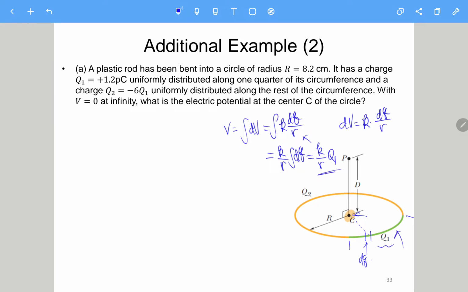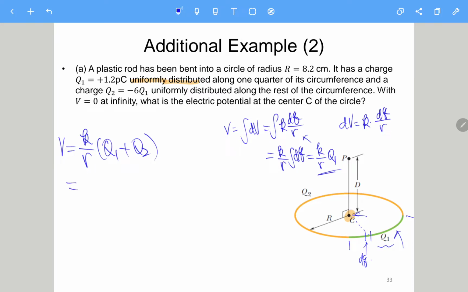So this is very trivial. The total electric potential will be k over r times Q1 plus Q2. Nothing special, because all the charge is distributed on the circle: Q1 is distributed here, Q2 is distributed here. It also tells you that the charge is uniformly distributed, but even without the condition of uniform distribution, the answer would actually be the same.